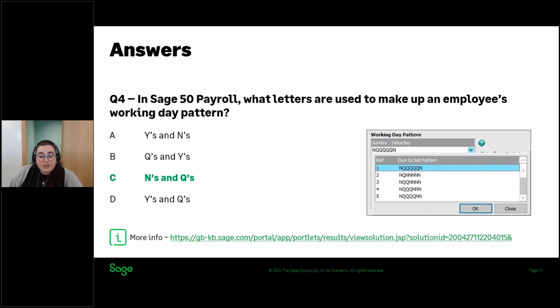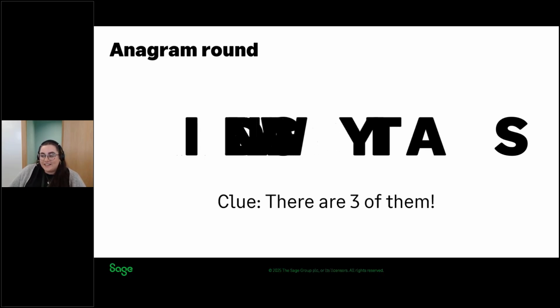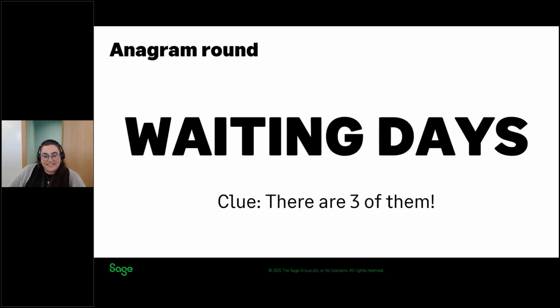But before we move on to round number 2 with Duncan, we are going to reveal that anagram. So the anagram was dinghy awaits. Clue is there are 3 of them. I can see a lot of people in the chat have got this one correct. So the answer is waiting days. So you serve 3 waiting days for SSP. And that's what the anagram was. So well done to all of you in the chat there who got the answer correct. But that is round 1.